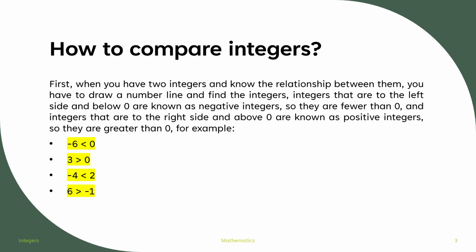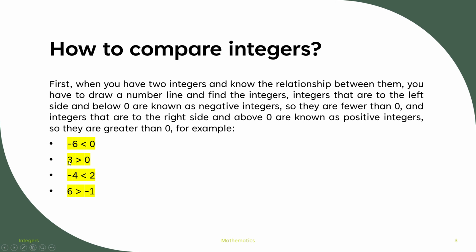And integers that are to the right side and above 0 are known as positive integers. Positive integers are the opposite of negative integers, going in the opposite direction. Above 0 means up, and to the right side means to the right, so they are greater than 0. For example, here I wrote 4 examples. Negative 6 is less than 0, and 3 is greater than 0 because it's a positive number.